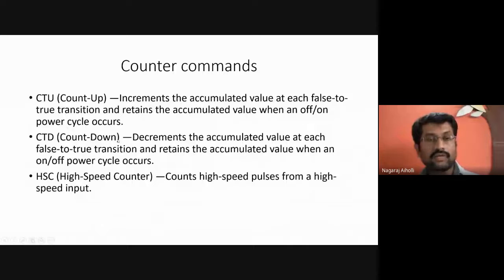For the counter down, it decrements the accumulated value at each false to true transition of the rung. But if there is a power cycle off, the counted value will not become 0. It will be retained. Hence, it is called a retentive type of counter. Retentive means it will retain the value when there is a power off.